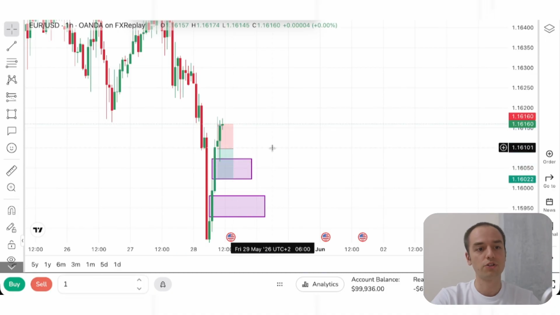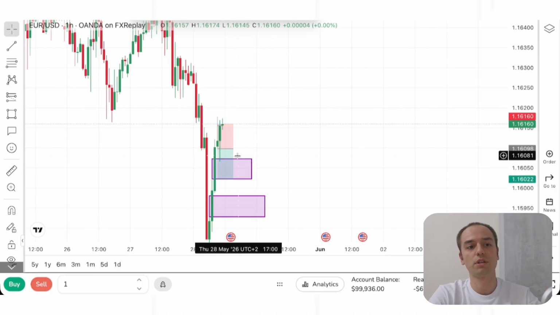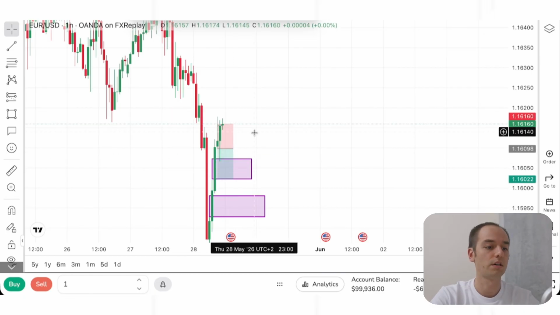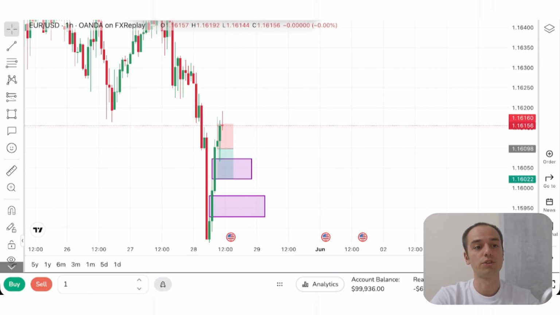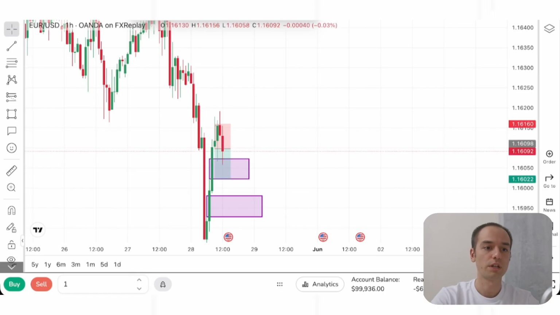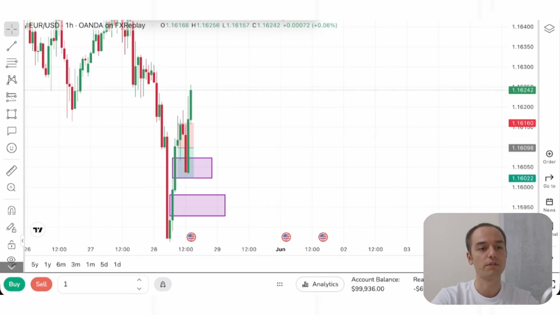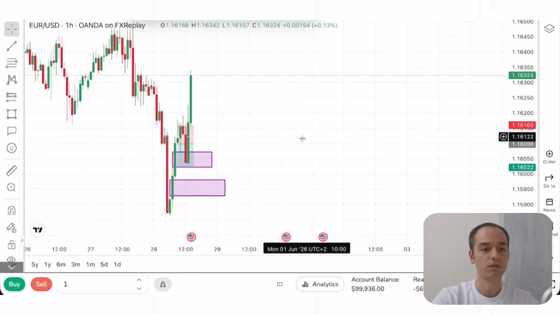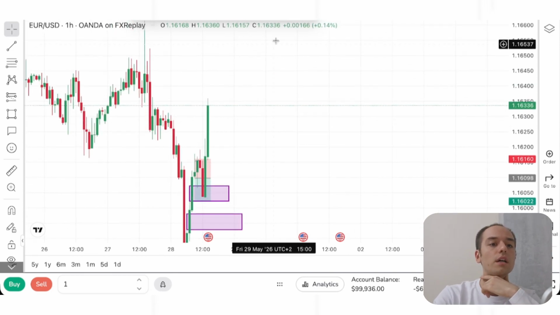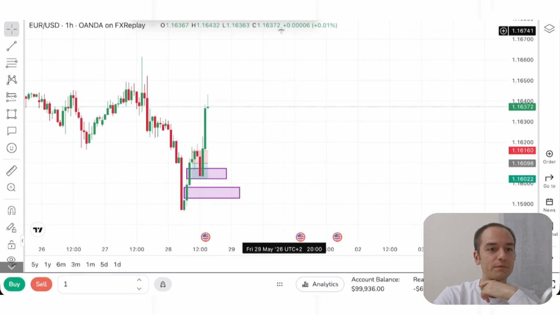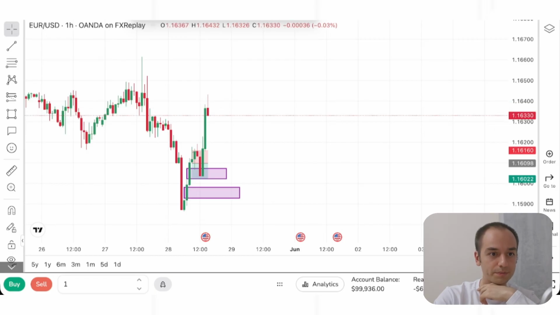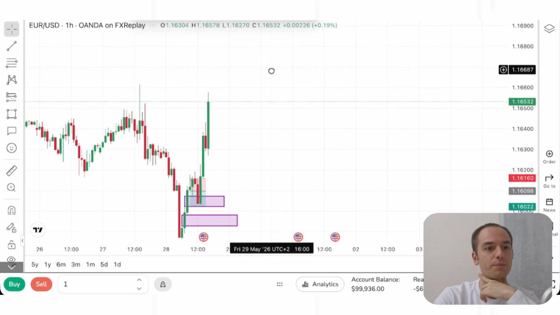So this is just an example that you shouldn't use imbalance on its own as your whole trading strategy. Use it more as a zone. Although you see it is going to cover it partially, it's not going to cover it yet. It's trying to grab all the liquidity as well. Very strong movement.